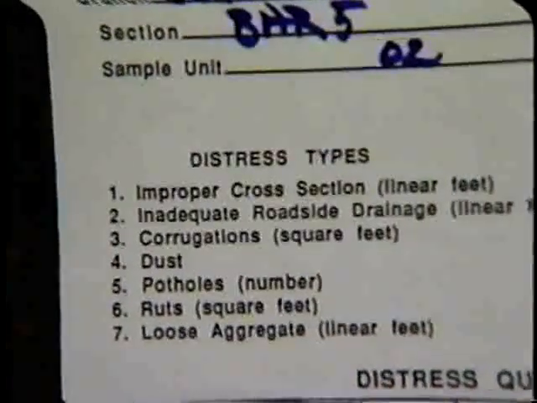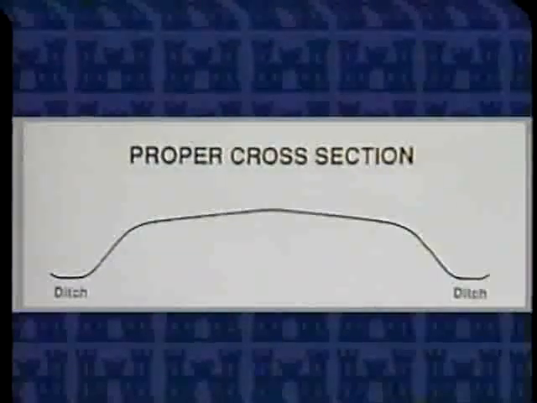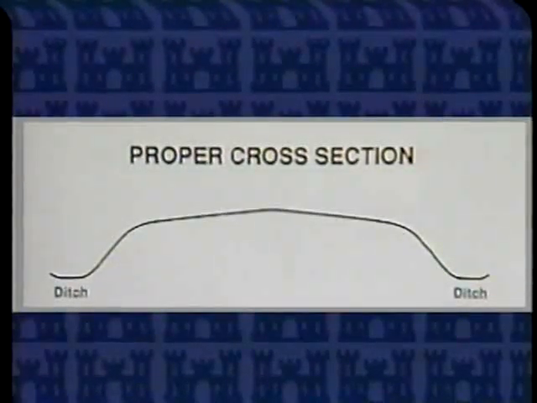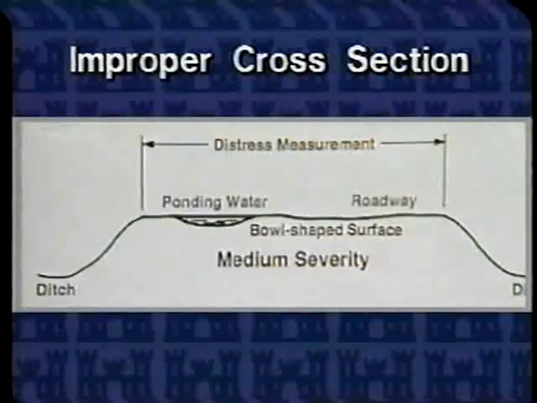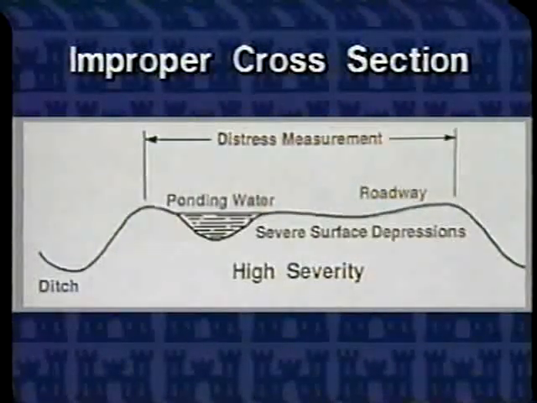First, let's look at improper cross-section. As you know, a proper cross-section looks like this. It has sufficient crown, or bank on curves, to carry water to the ditches. Even a slight ponding of water indicates improper cross-section. Here, the road surface is level, and there's evidence of a small amount of standing water on the surface. This is called low severity. When there's a slight bowl shape or evidence of a moderate amount of standing water, we call it medium severity. Evidence of a lot of standing water or the presence of severe depressions puts it into the high severity classification.